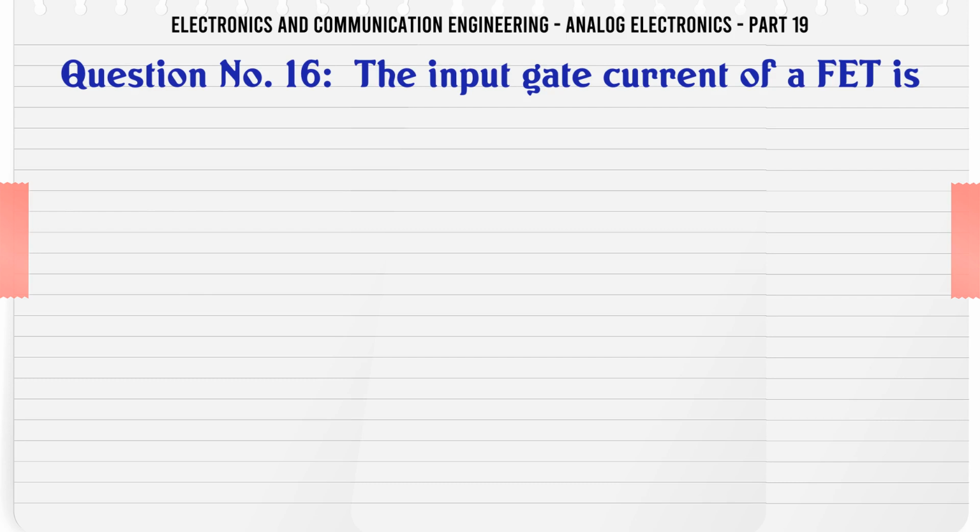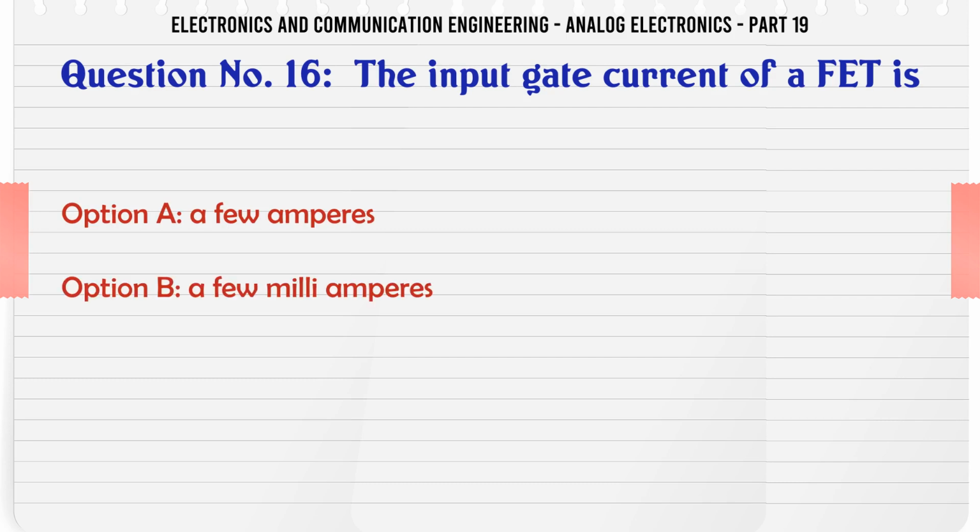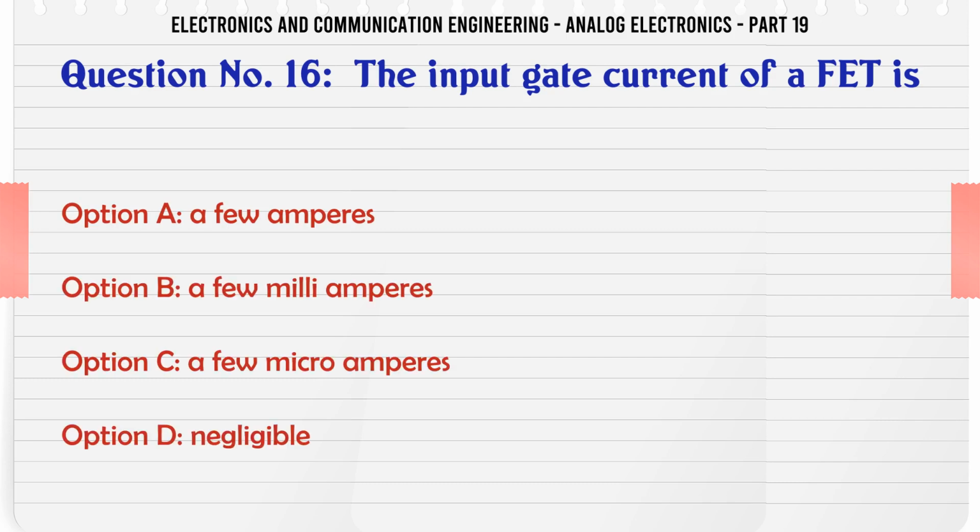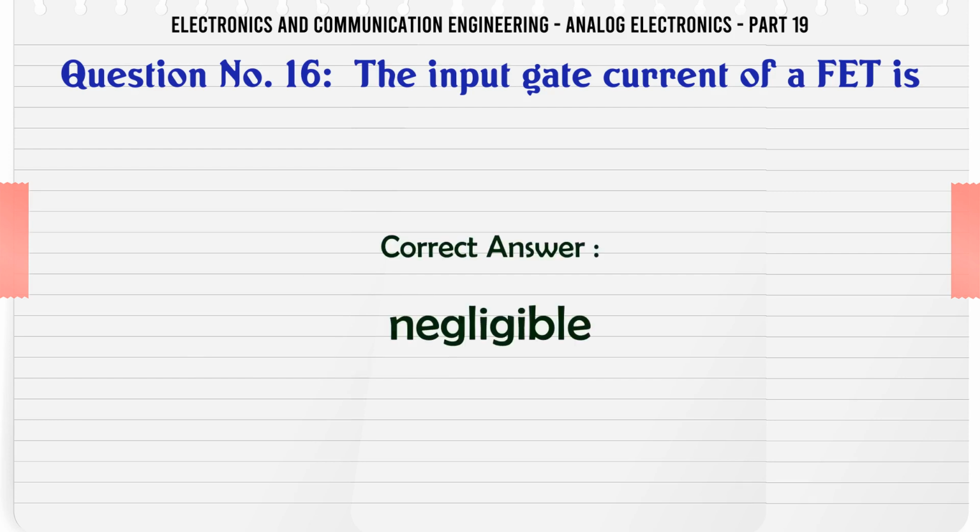The input gate current of a FET is: A. A few amperes. B. A few milliamperes. C. A few microamperes. D. Negligible. The correct answer is negligible.